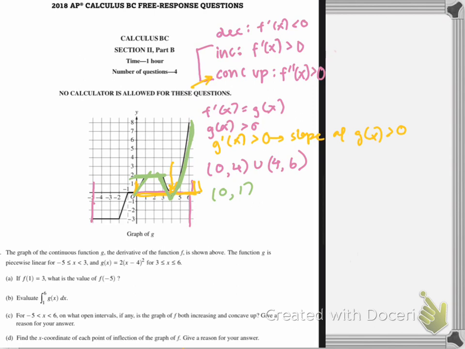So let me just write down 4 to 6. All right, and so let's compare these two intervals and see where there's an overlap. So I see 4 to 6 and 4 to 6, so I know certainly they're going to be increasing and concave up on 4 to 6. And then I also see 0 to 4 and 0 to 1. 0 to 1 falls within the interval of 0 to 4, so it's just this part as opposed to this whole part. So that's the overlap we're going to count.